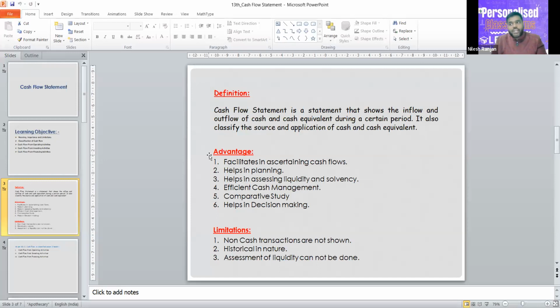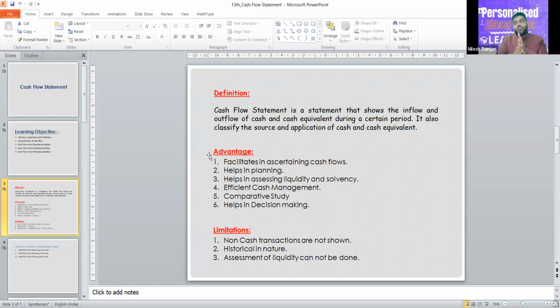Next is efficient cash management. Efficient cash management means that every time we do any function in which we have to incur some expenses, we try to control our expenses and our outflow of cash. If you know where cash is going and where cash is coming from, then you will be able to manage your cash efficiently.